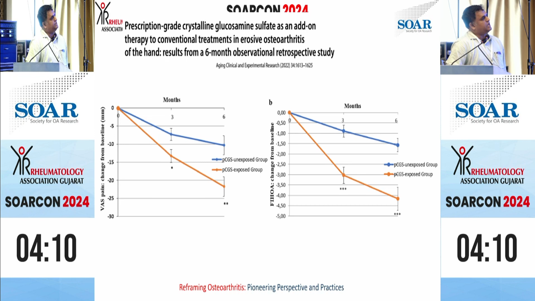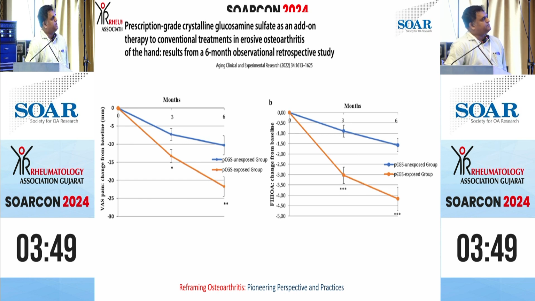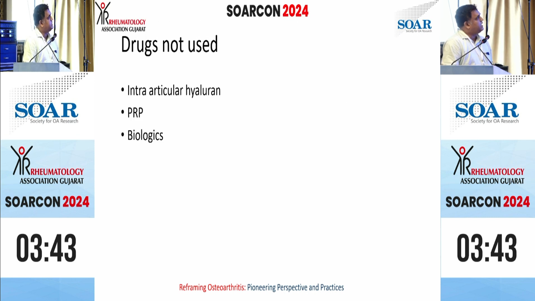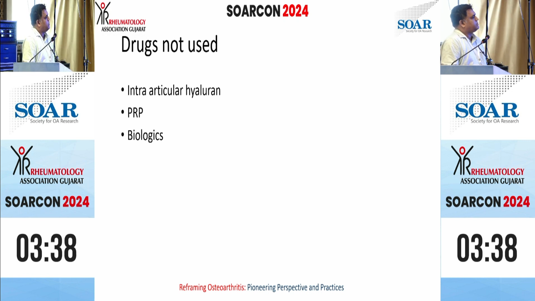There are multiple studies. This is one of them in hand osteoarthritis. It's a retrospective study which looked at the usage of prescription-based crystalline glucosamine sulfate at a dose of 1,500 for a period of 6 months. What they found was that in those patients who took glucosamine, there was a reduction in pain as well as improvement in function score in patients with hand osteoarthritis, indicating that this may be an effective treatment, at least in some of these patients. So as a practice, intraarticular hyaluron, PRP and biologics are not usually used.